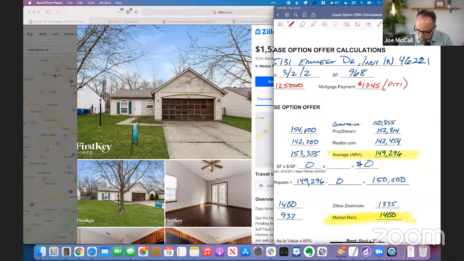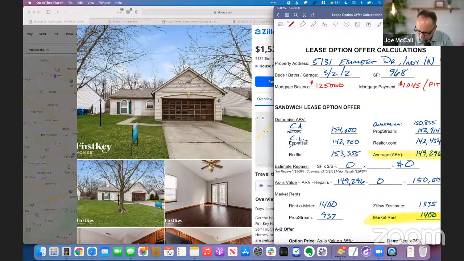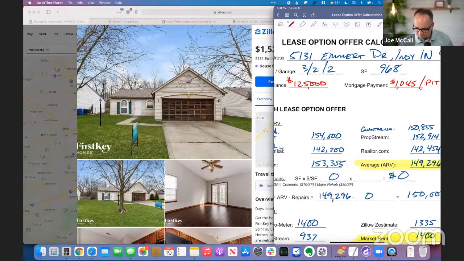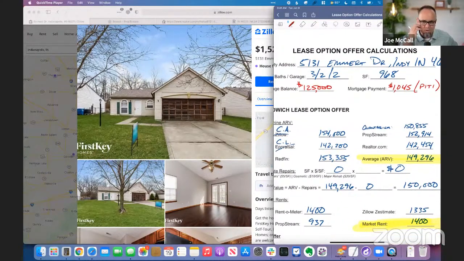So eventually you're going to want to know, when you're making the offer, not that it matters, but it helps to know what they owe. Because if they owe 165, well, you need to know that. If they owe only 10 grand, or they own it free and clear, maybe you can offer them owner financing.